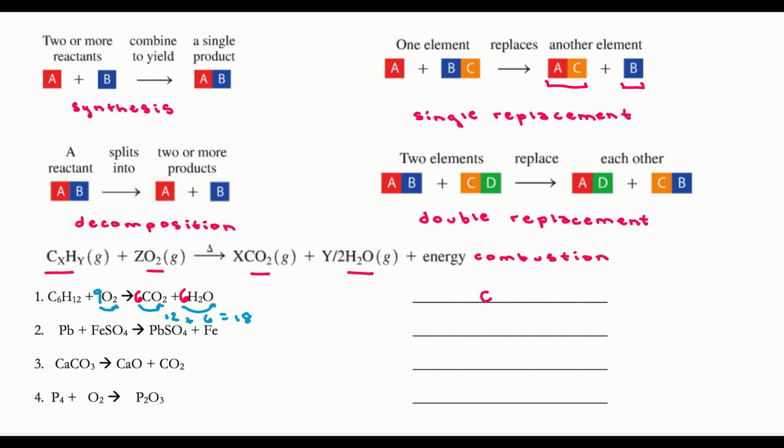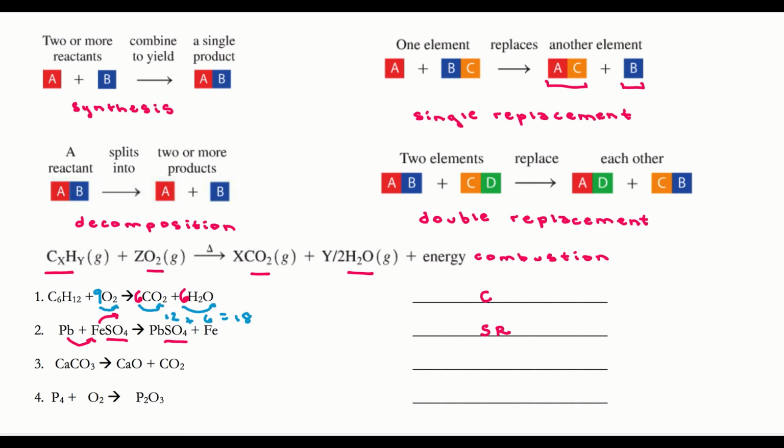Okay, for the next one, lead is going to react with iron sulfate, and notice what's happening here is the lead is going in and it is kicking iron out. So since one element is replacing another element, this is going to be a single replacement reaction. Now I'm going to check my balancing. I've got 1 lead on my reactant side, 1 lead on my product side, 1 iron on my reactant side, 1 iron on my product side, 1 sulfate on my reactant side, and 1 sulfate on my product side. So I am actually already balanced.